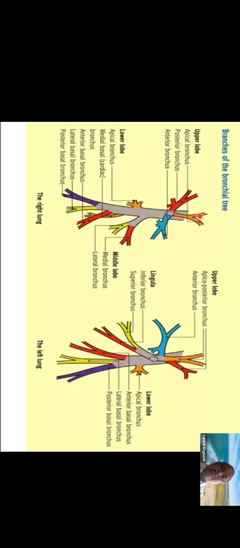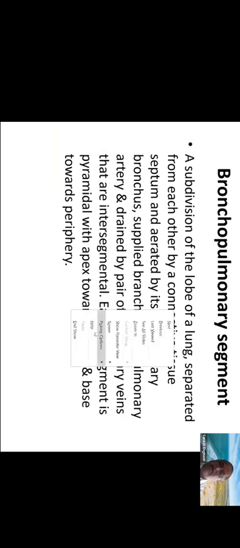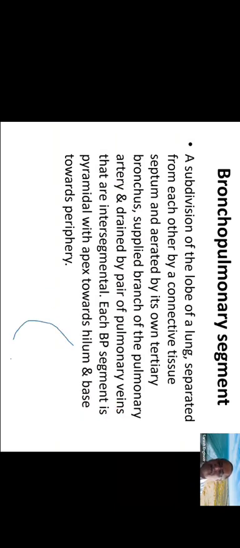It has nothing to do with air supply of this brown color or with this red color. This red will supply its own lobule, brown will supply its own lobule, blue will supply its own lobule. Air from here cannot come here, air from here cannot go there. Something like airtight anastomosis. It is aerated by its own tertiary bronchus, supplied by a branch of the pulmonary artery, and drained by two pulmonary veins. So each lobule of the lung is like a big unit of the lung. It will have one branch of pulmonary artery coming to it, and two tributaries of pulmonary vein going away from it. And this part is known as a bronchopulmonary segment.